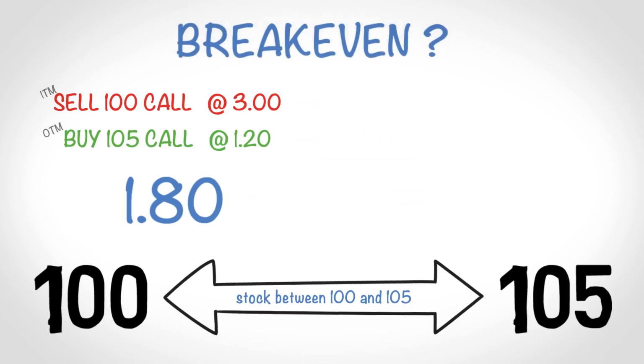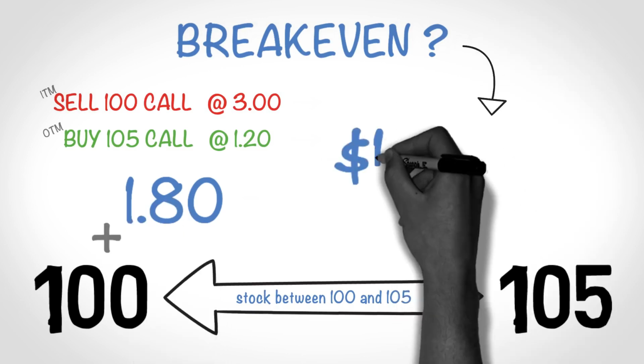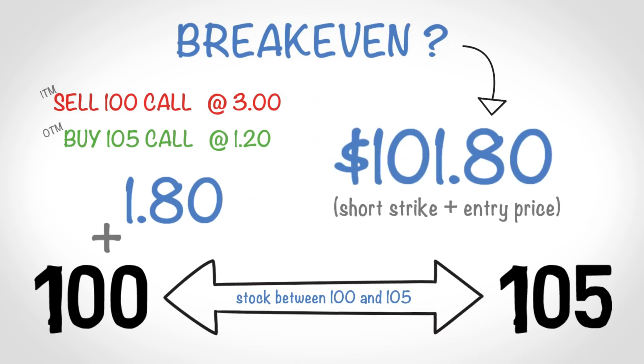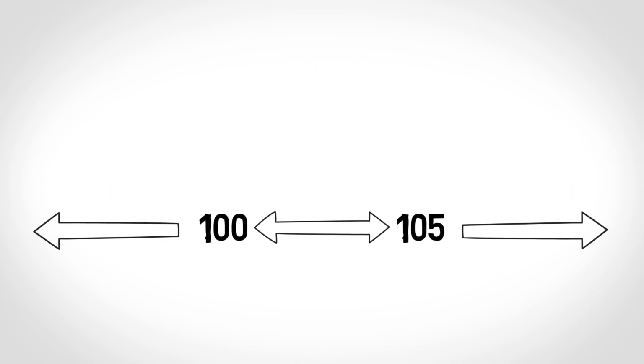But where do we break even? Well, we sold this vertical spread for $1.80. So our break even is 1.80 plus our short strike of 100. So if the stock is anywhere below 101.80, we'll make money, and if it's anywhere above 101.80, we're going to lose money. I'm going to show you some real trade examples in my trading platform, but first let's recap a bit.